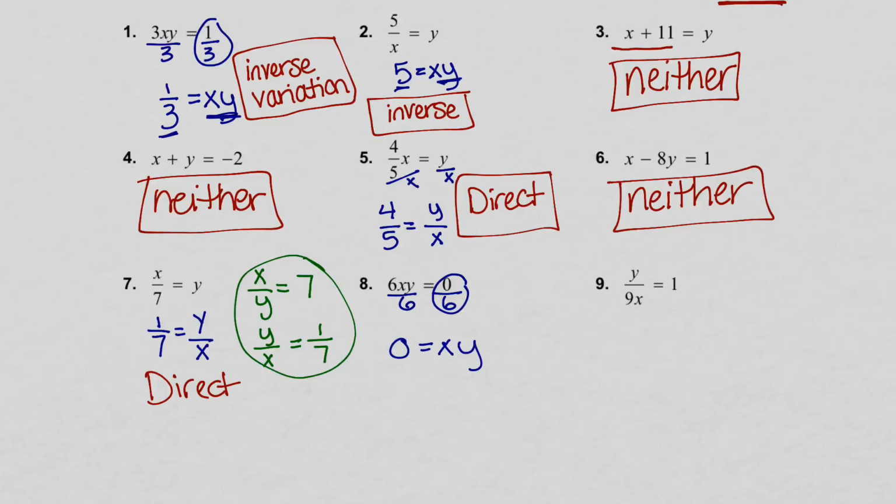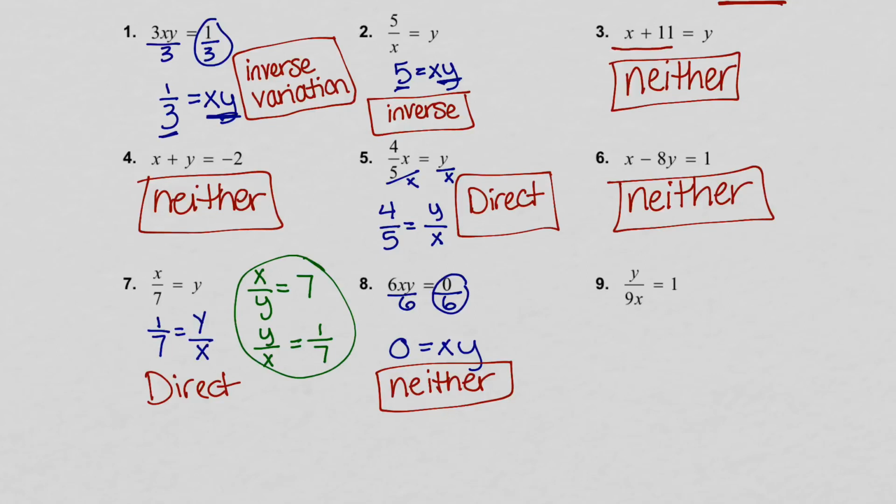But I have that now the constant is 0, and up in the definition of inverse variation, it says A cannot be 0. So this one, even though it doesn't have the addition or subtraction in it, and it does have x and y together, it is still neither. This is the only instance you're going to get neither when there's not a plus or minus sign.